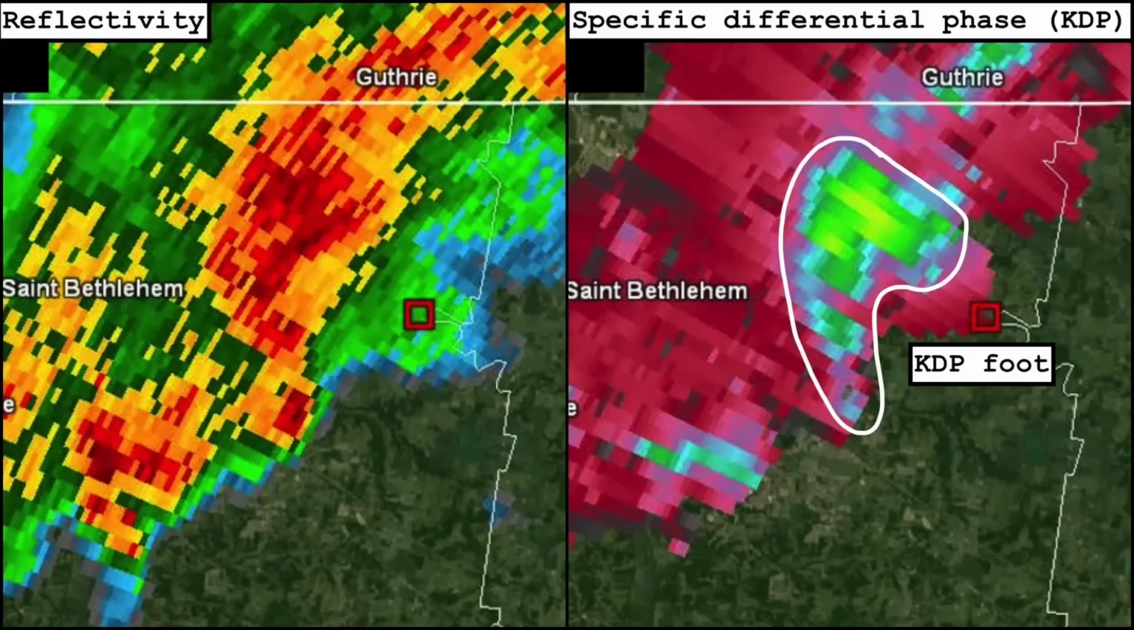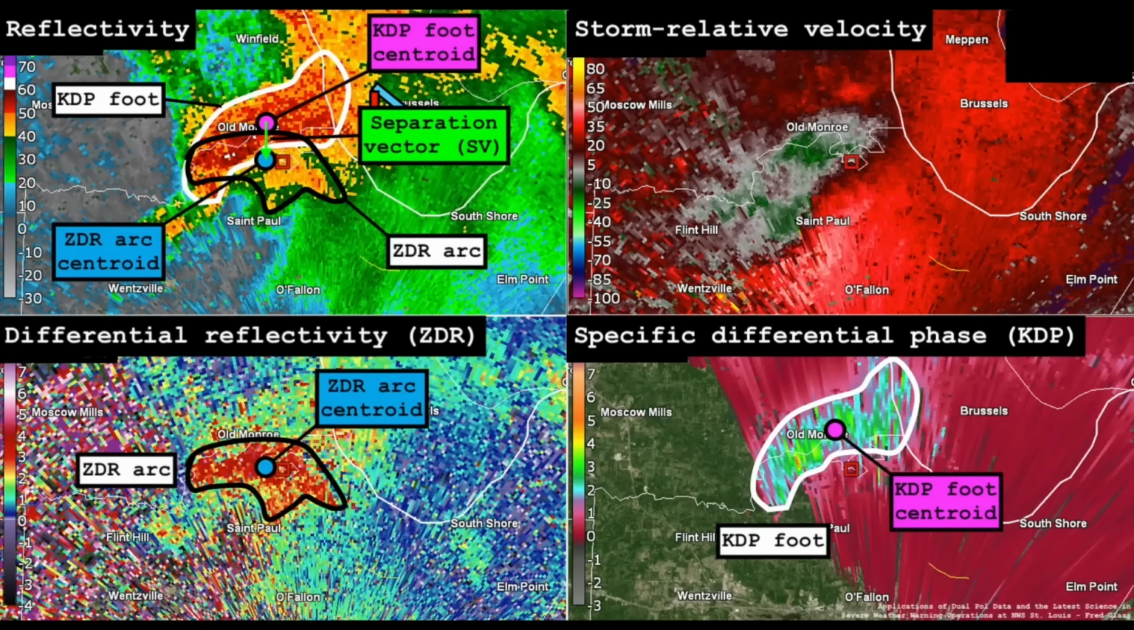A KDP foot is an area of enhanced specific differential phase that represents the heaviest precipitation within the supercell's core. Like the ZDR arc, the KDP foot arises from size sorting induced by vertical wind shear. Leffler and Kumjian 2018 came up with a separation vector drawn from the centroid of the KDP foot to the centroid of the ZDR arc.